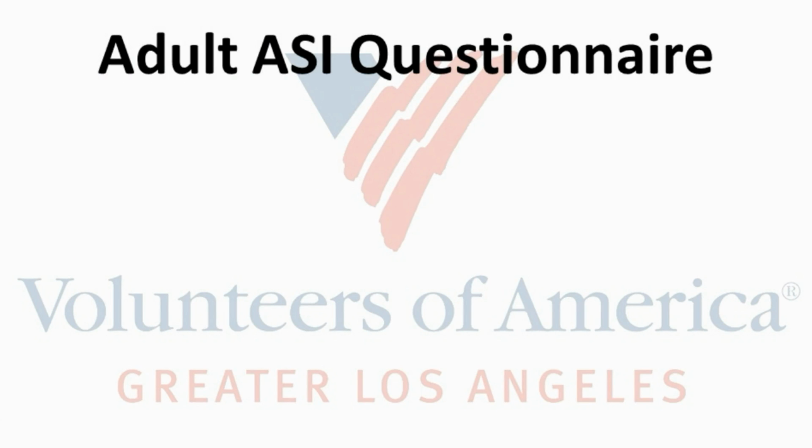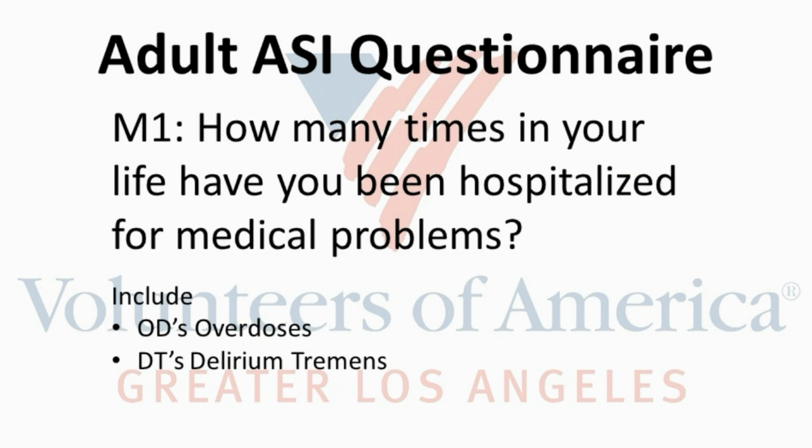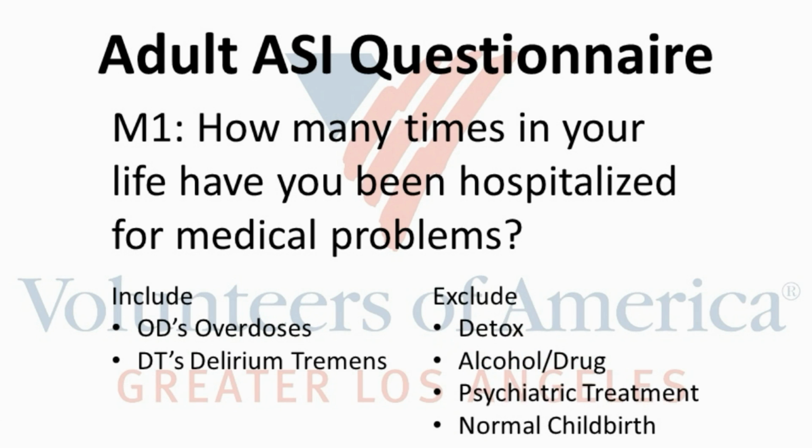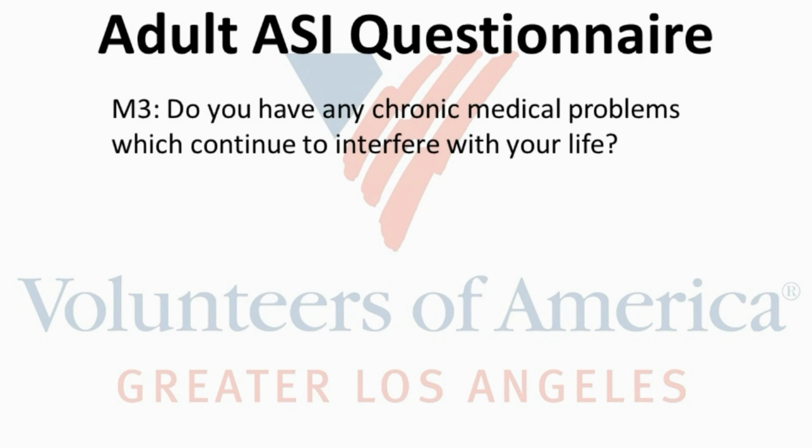The first question is M1 and it asks, how many times in your life have you been hospitalized for medical problems? Include ODs, which are overdoses, and DTs, which are delirium tremens, but exclude detox, alcohol, drug, psychiatric treatment, and normal childbirth. Question M3 is, do you have any chronic medical problems which continue to interfere with your life?